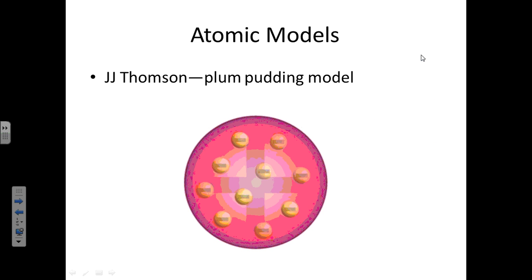A little bit later came scientist J.J. Thomson, trying to figure out what an atom was made out of. And he came up with what he called his plum pudding model. His idea was that most of an atom was this solid mass of positive charge, sort of like pudding. And that embedded in that positive pudding were these little negative electrons. And that was the model that we thought was true for a long time.